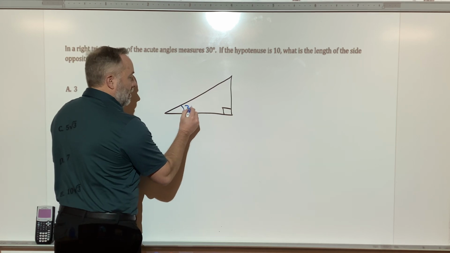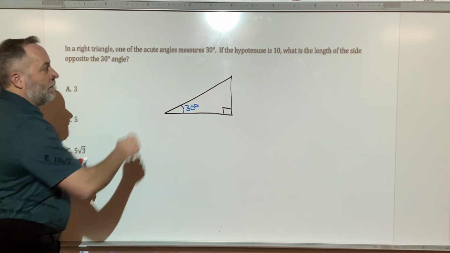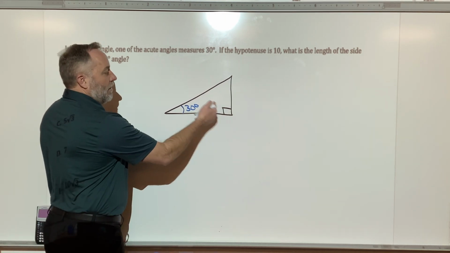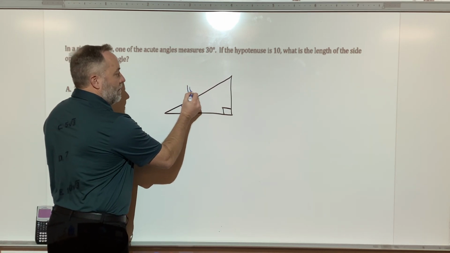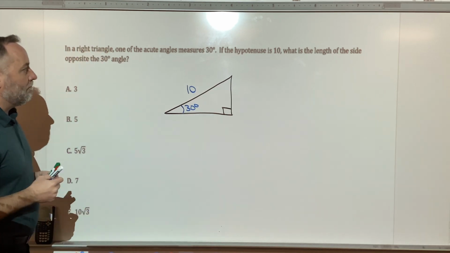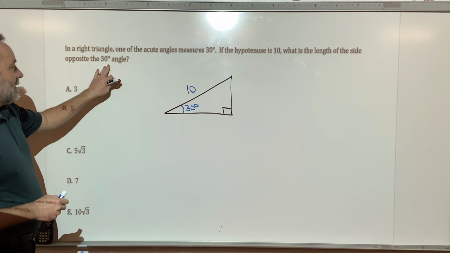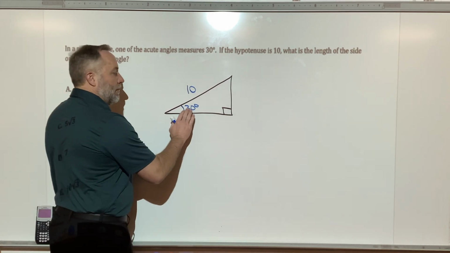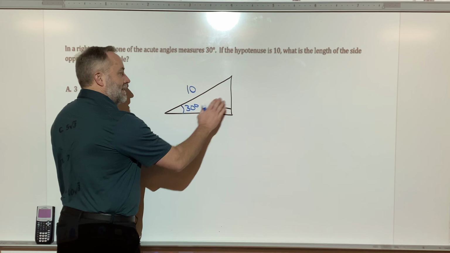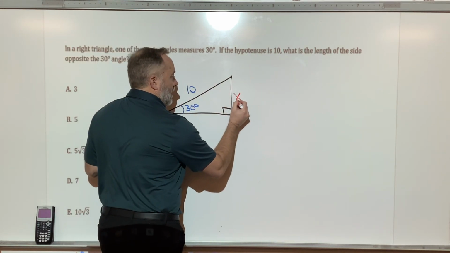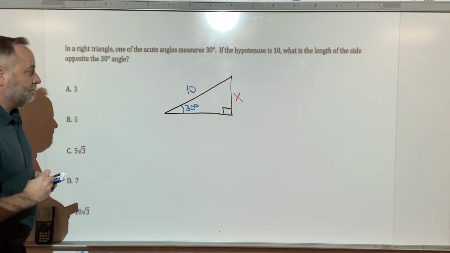I'll put that here. And we're also told the hypotenuse, and the hypotenuse is the longest side of the triangle. It's always opposite the 90-degree angle. So that side is 10. And we're being asked, what is the length of the side that is opposite the 30-degree angle? So if we put our 30-degree angle here, the side that's opposite it is right here. So we'll label that x. That's what we're trying to solve for.